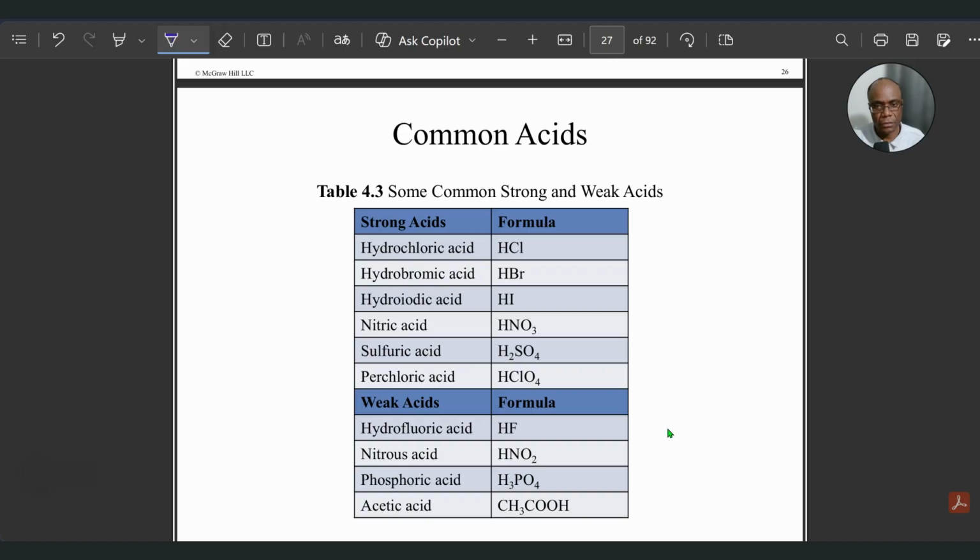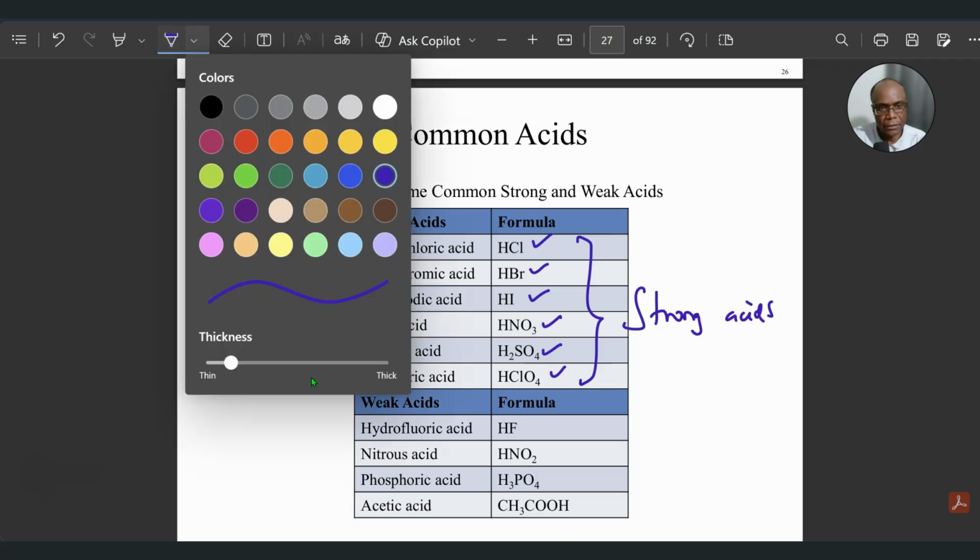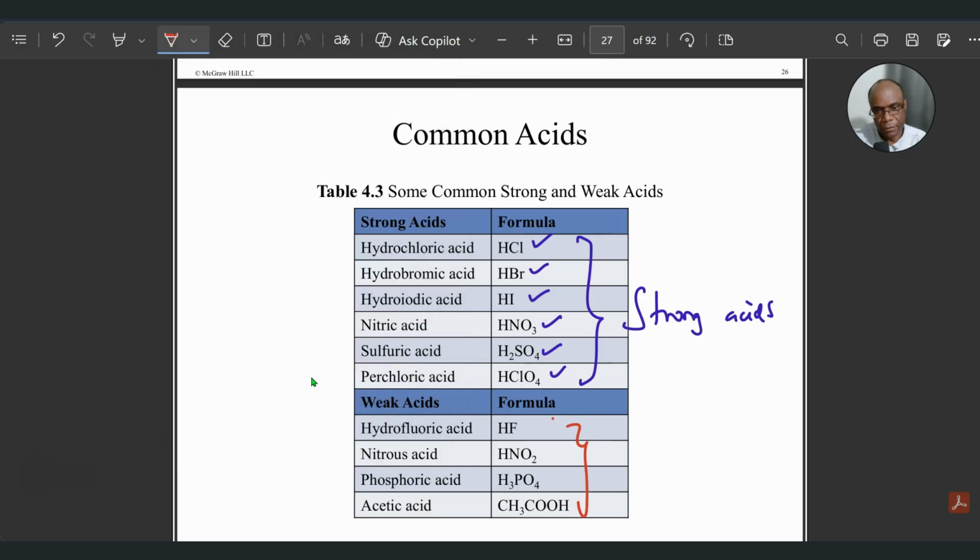Here's a list of common strong acids and weak acids. As you can see, HCl, HBr, HI, nitric acid, sulfuric acid, and perchloric acid are the most common strong acids, meaning they're going to be strong electrolytes in solution. On the other hand, hydrogen fluoride, nitrous acid, phosphoric acid, and acetic acid found in vinegar are weak acids, meaning they're going to give you weak electrolytes in solution. They don't completely ionize, while the strong acids will completely ionize, giving you the most ions in solution, helping in electrical conduction.